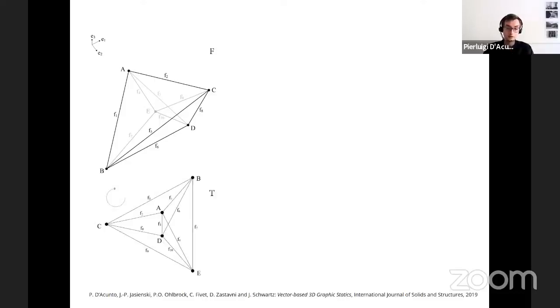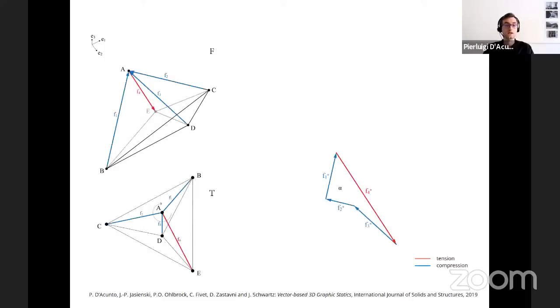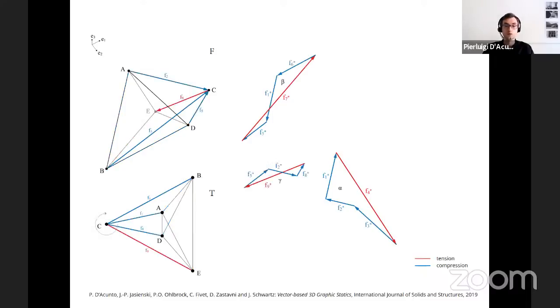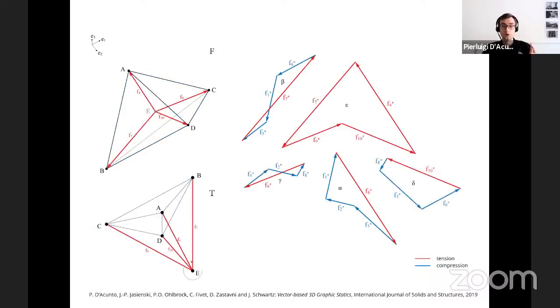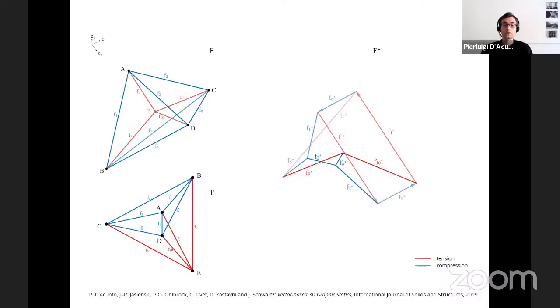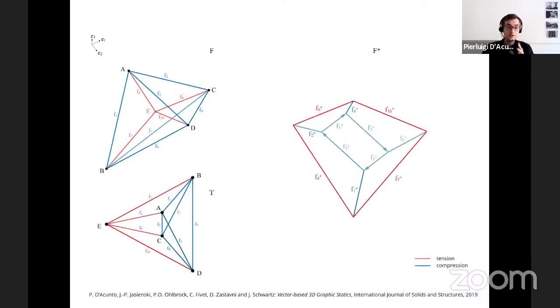And like in traditional 2D graphic statics, we can generate for each node of the structure some closed cycles of force vectors, also known as force polygons. These force polygons can then be assembled all together into one unique force diagram. In the general case, in vector-based graphic statics, especially in 3D, there is not just one specific configuration of the force diagram, and this is due to a certain topological property of the underlying graph of the form diagram.